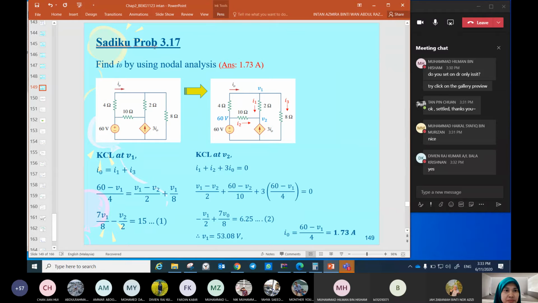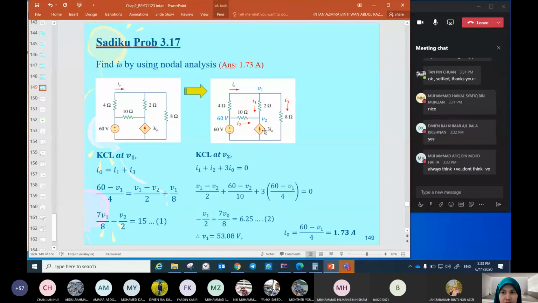This is the next question. Find I0 by using nodal analysis. So the first step is to determine the nodes. Don't think negative. Think positive, okay? So the first step is to determine the node. Here I just put 2 nodes, V1 here and V2 here, because this node is 60 volt, equal to this node.